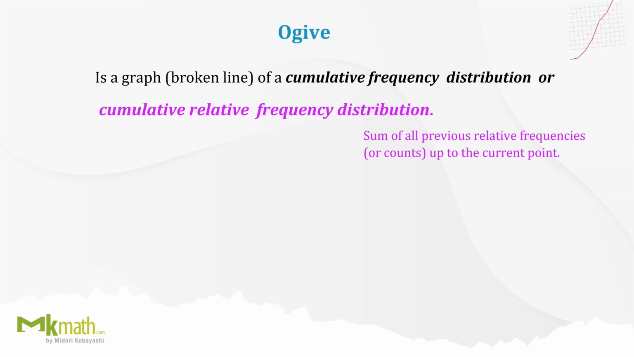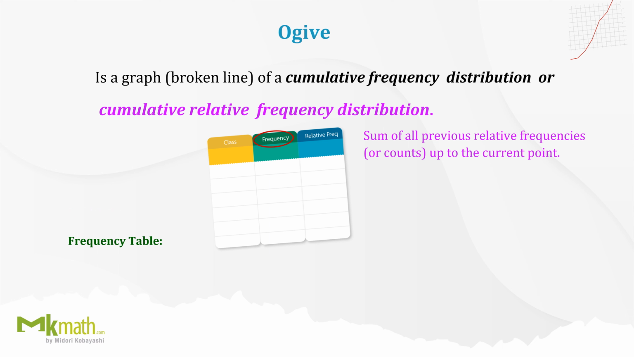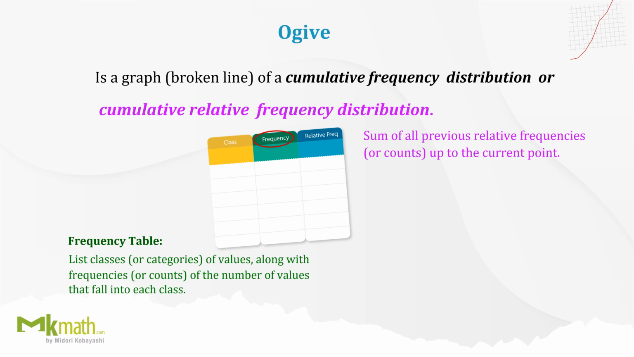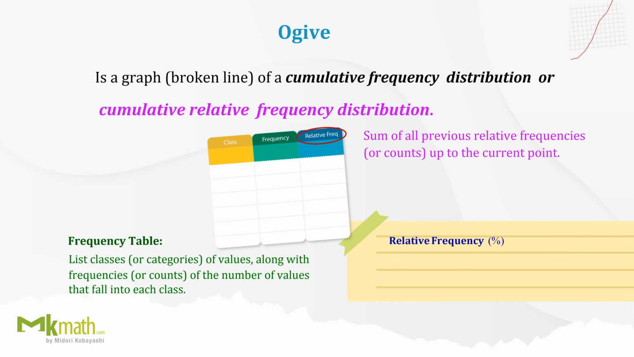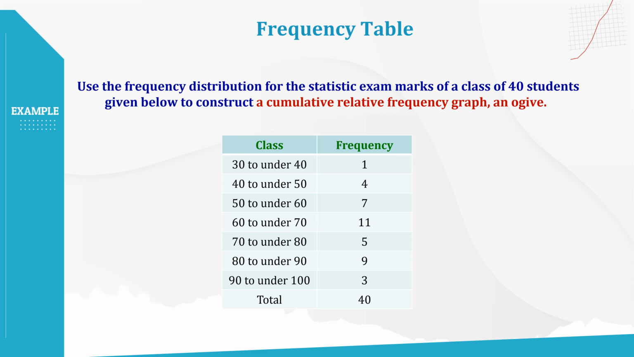To calculate cumulative relative frequencies, we need a frequency table, which shows the counts in each category of values. And then we need another column for relative frequency, which is the percentage of each frequency. The formula to calculate this is as shown. Let's get started by looking at an example.